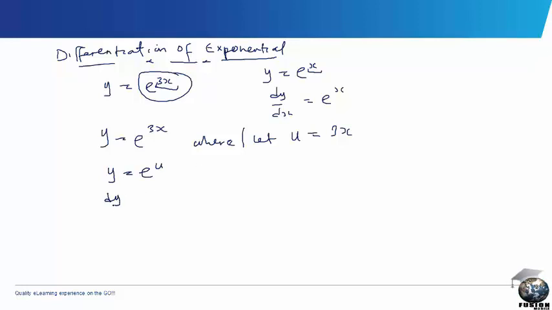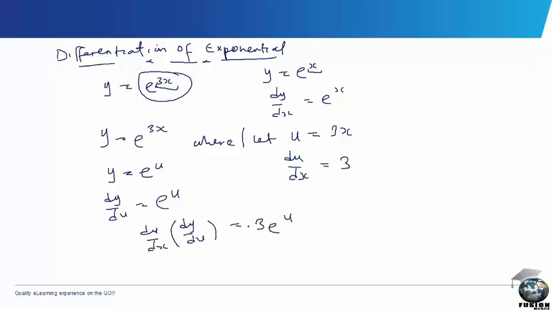So that dy du will be equal to exponential u too, and then we differentiate 3x, du with respect to x, and then we'll have 3, and so multiplying the two, you have du dx times dy du, giving 3 exponential u. So that dy dx will be equal to 3 exponential u, where we replace u as 3x.